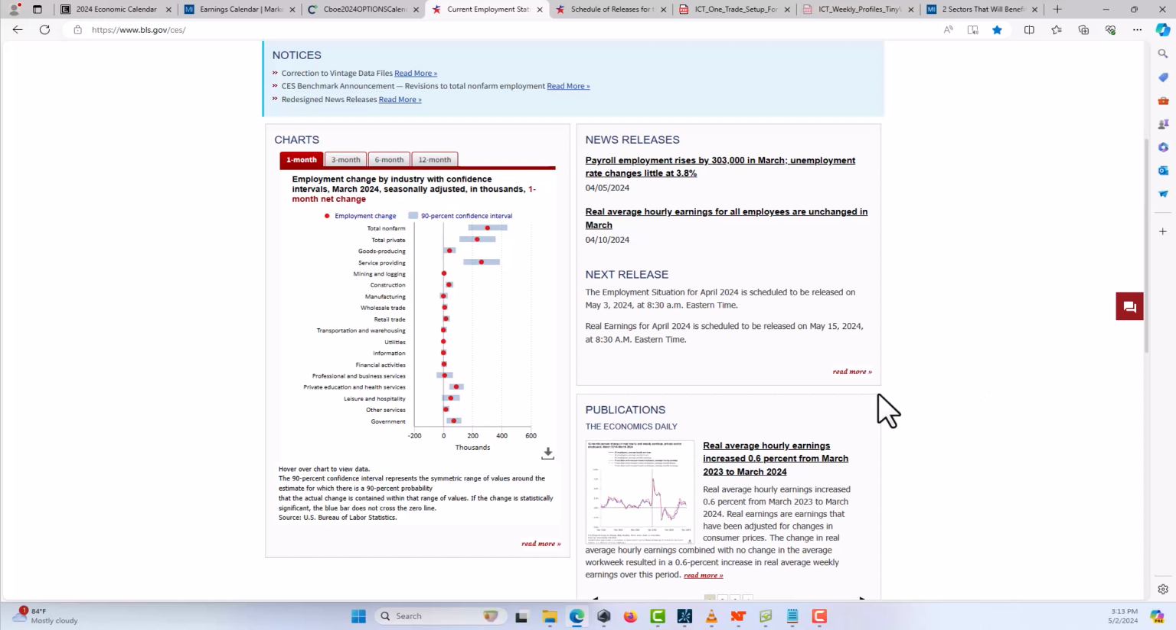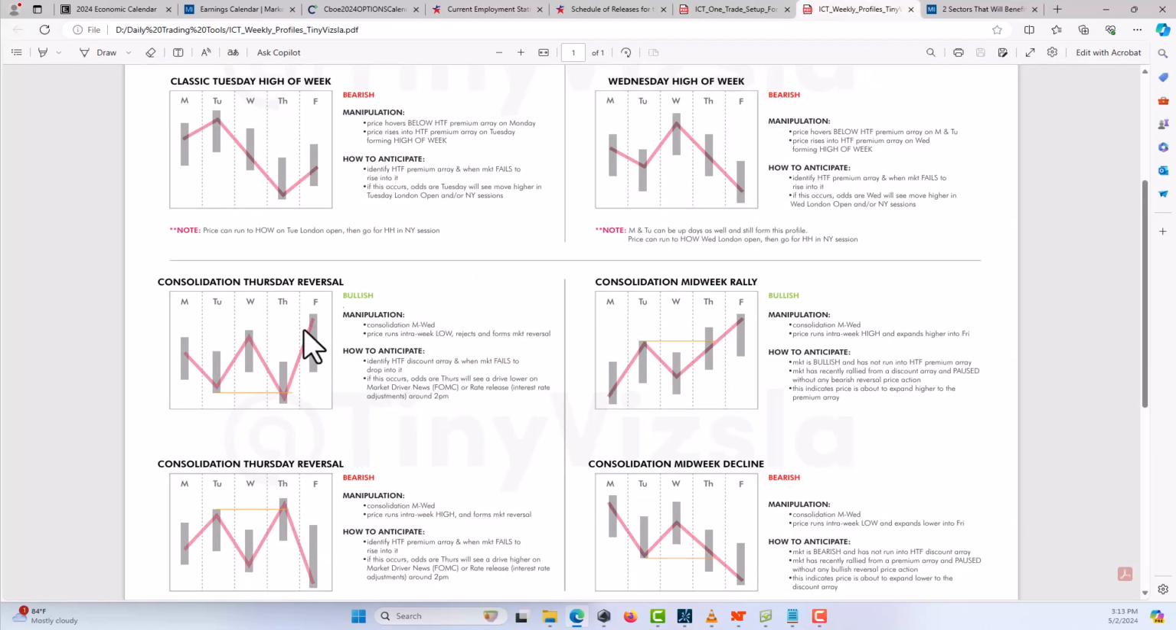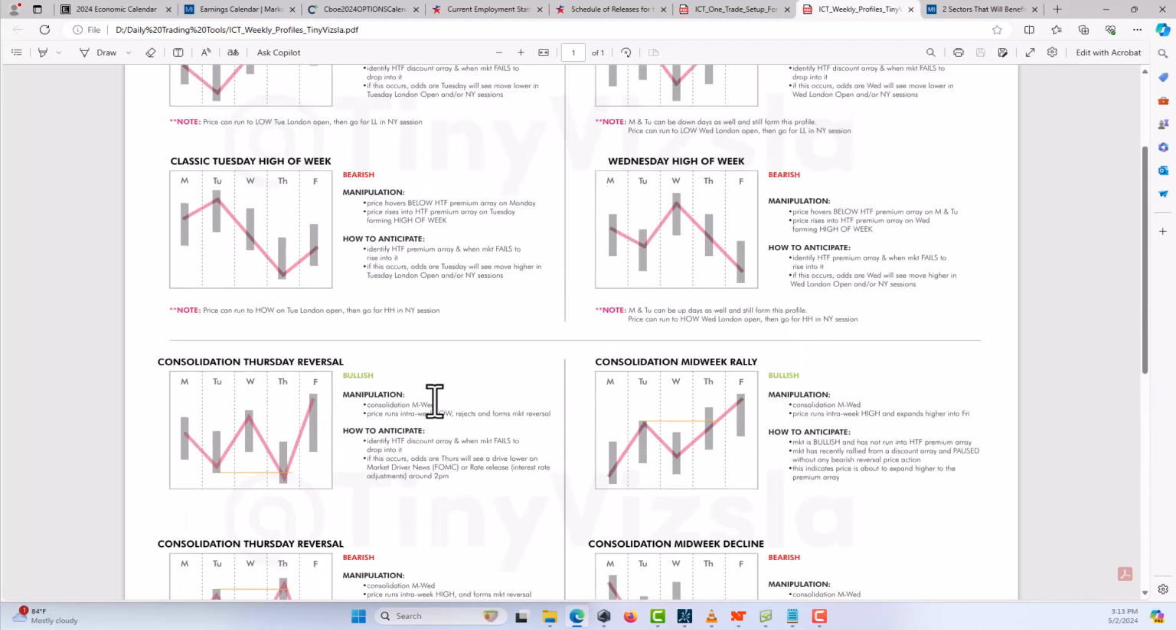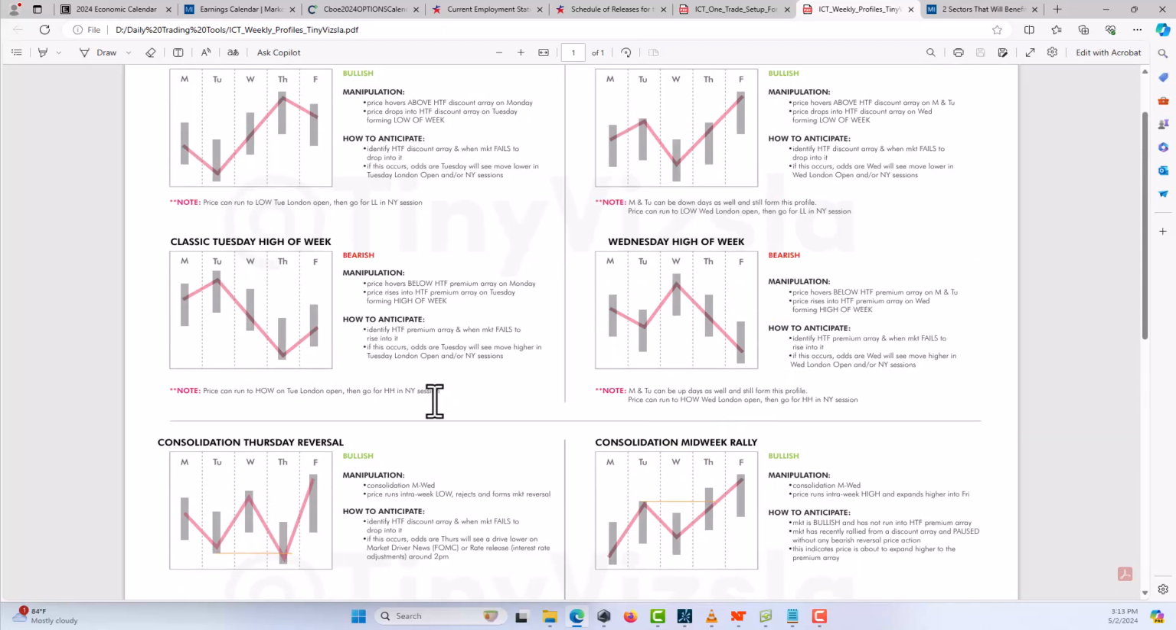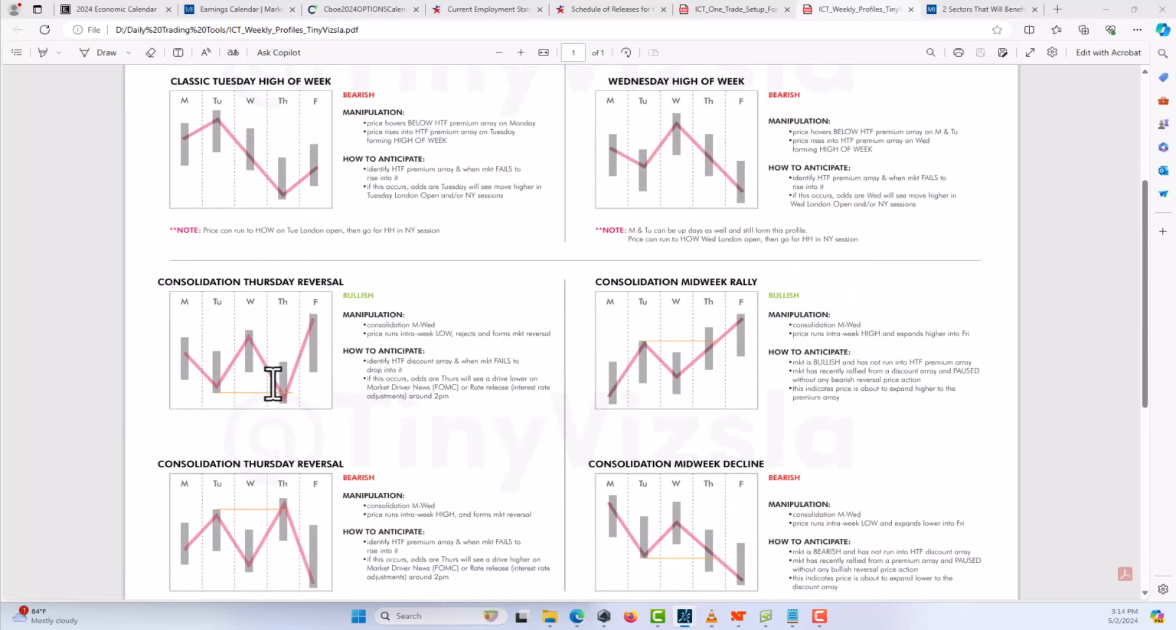We can see that the market profile for this week is gonna be similar to this. It's a Thursday reversal, right? Or Tuesday high of the week, or either this model, because we see that Monday is a sell off. Yeah, Monday is like accumulation, sell side liquidity, and then we see the Tuesday release went down. Okay, and then we have Wednesday.